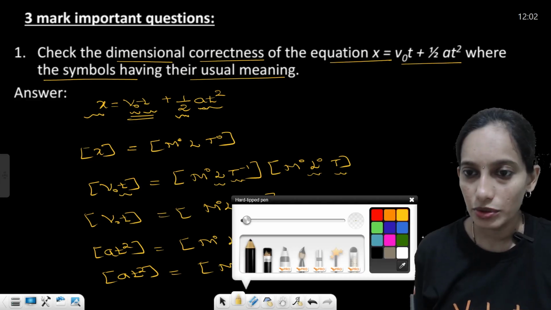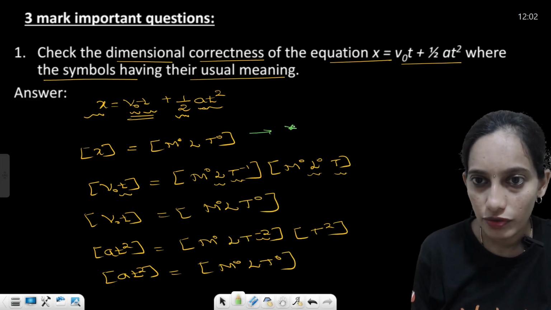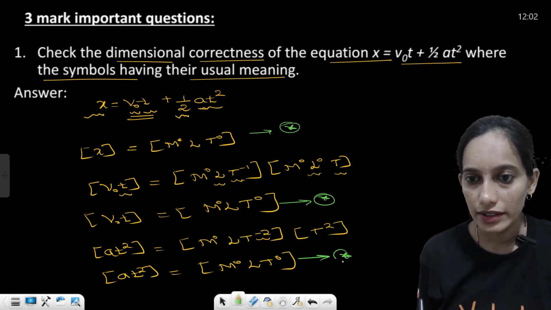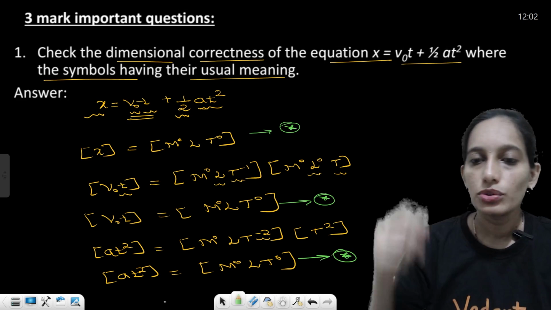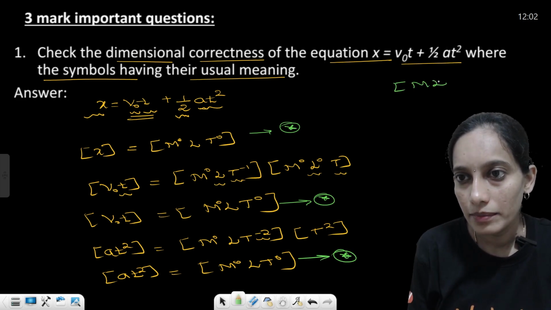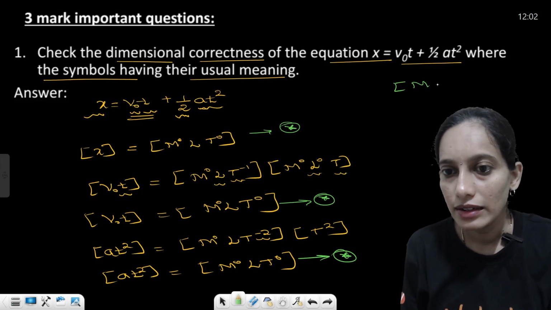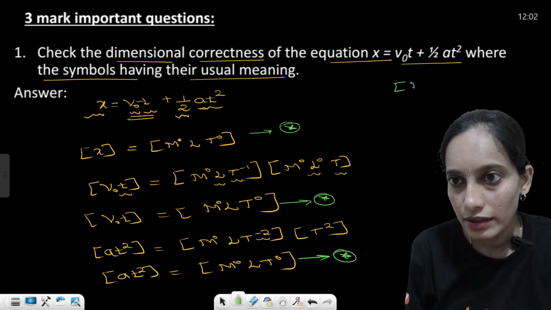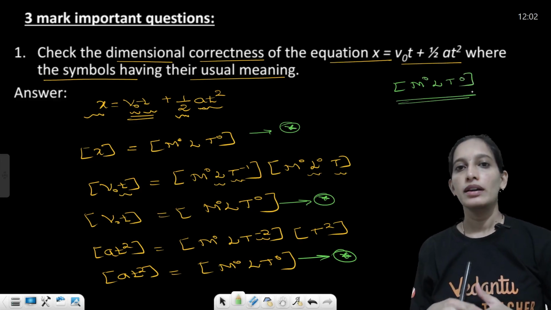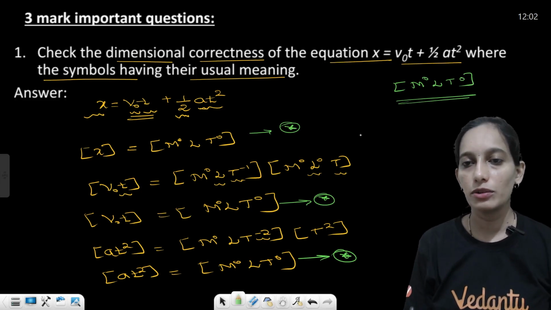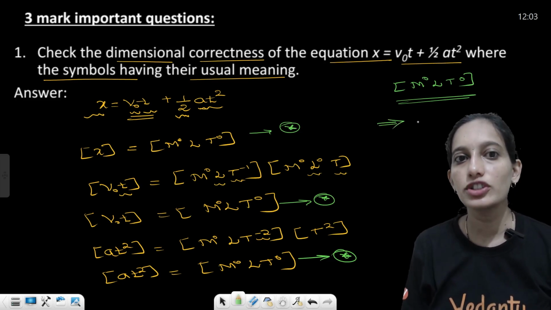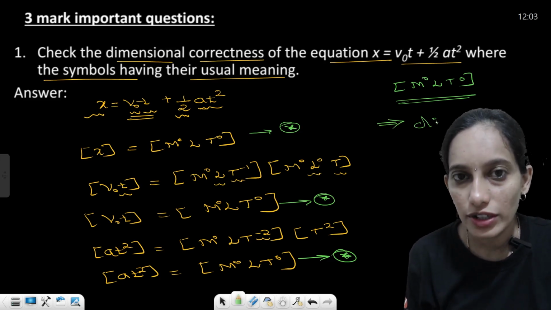If you observe the dimension of x, the dimension of V naught into t, and the dimension of a t square, we can clearly say that each term has the dimension M0 L T power 0. As the dimensions of these three terms are the same, we can clearly say that it is a dimensionally correct equation.